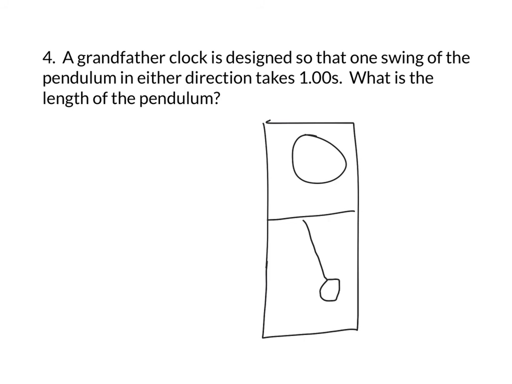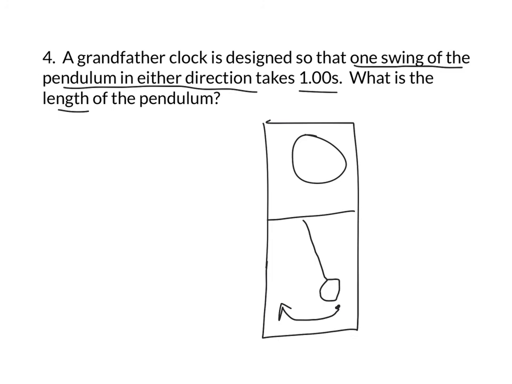All right. The only thing they give us is that it's 1 second, and they say what is the length of that pendulum. One swing, and this is key. They say 1 second, but that's one swing of the pendulum in either direction, meaning that if it starts on the right here, it swings to the left. That's it. Keep in mind that's half of a period.